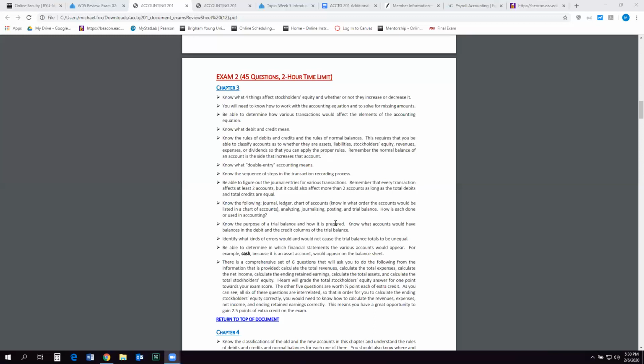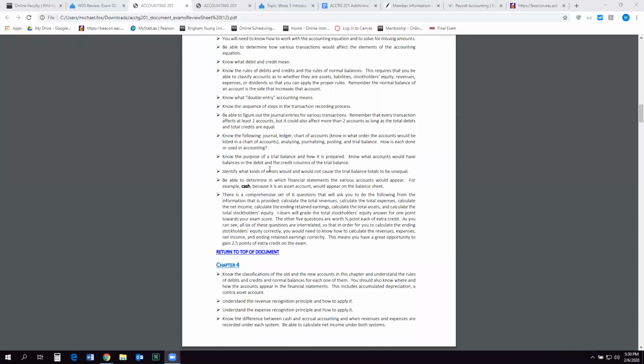Analyzing, journaling, posting, and the trial balance. How is each done or used? Okay, I just read that to you, but that's what you have to be able to do. We have to know the purpose of a trial balance, which is, again, to have all those balances together in one place and to ensure our debits equal our credits.